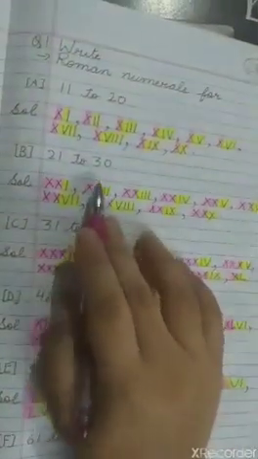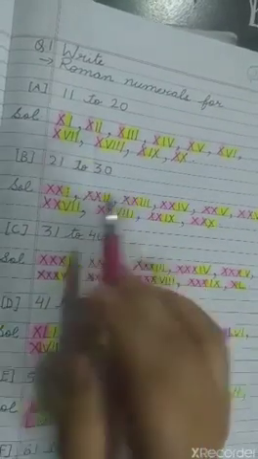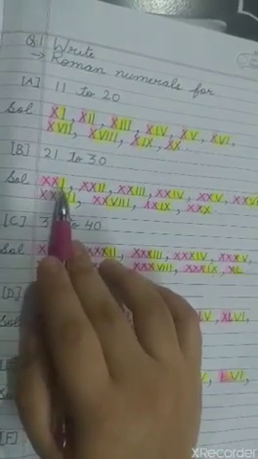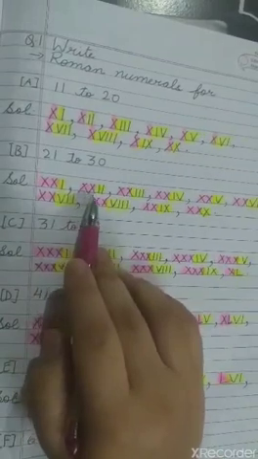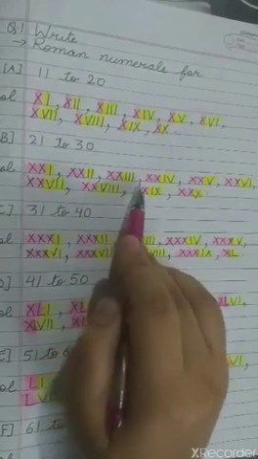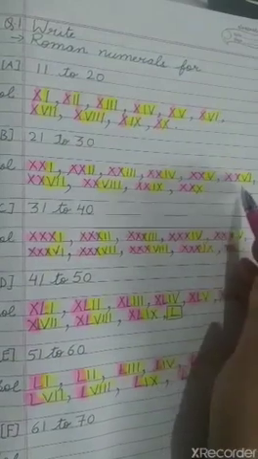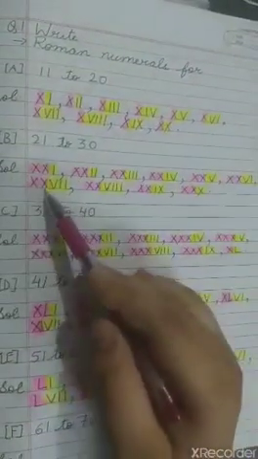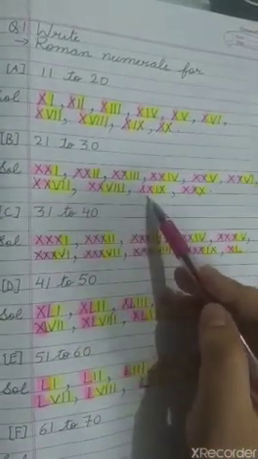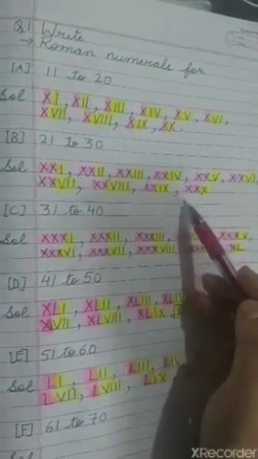Now B, 21 to 30. First of all, we need to know how to write 20. 10 plus 10, that is 20. And 20 plus 1, 21. Same, 20 plus 2, 22. 20 plus 3, 23. 20 plus 4, 24. 20 plus 5, 25. 20 plus 6, 26. 20 plus 7, 27. 20 plus 8, 28. 20 plus 9, 29. And 20 plus 10, that is 30.